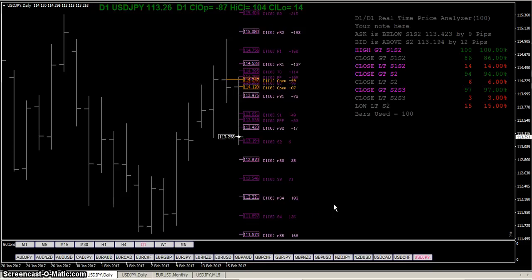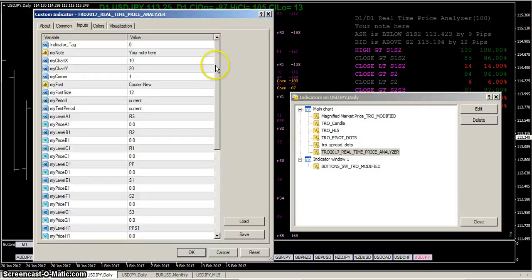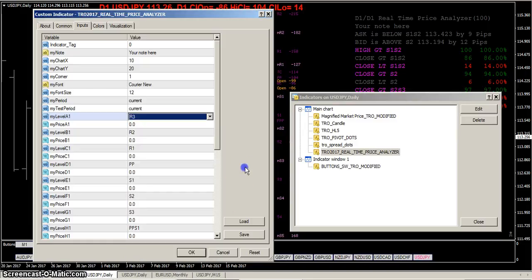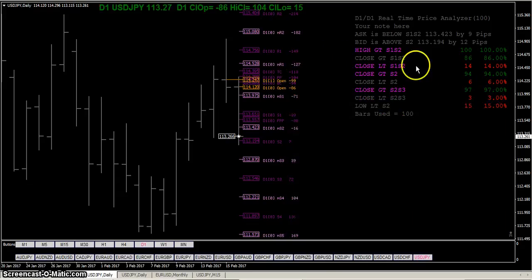But just like the price travel analyzer, you've got a vast number of inputs to select from. So you've got your prices, your top, your bottom, the midpoint. You've got previous, and you've got all your pivots. Then you can put in fixed prices. You can have the current price, fibs, and previous fibs, if you want to do some retrace analysis in real time, once again. So, like I said, I've got it defaulting to the pivots.